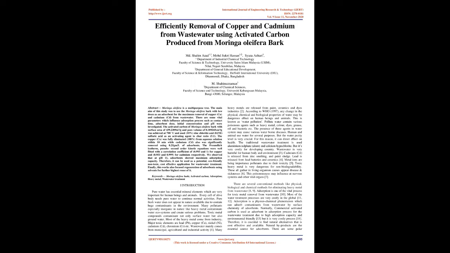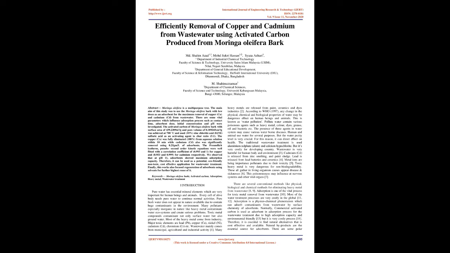Introduction. Pure water has essential mineral elements which are very important for human beings and animals. Every cell of a living body needs pure water to continue normal activities. Pure fresh water is not available in nature due to huge contaminants in the environment. Many pollutants, especially inorganic ones like heavy metals, contaminate water ecosystems and create serious problems. Toxic metal compounds contaminate not only surface water but also groundwater. Most of the heavy metals come from industry. Major toxic elements are lead, Pb, copper, Cu, nickel, Ni, cadmium, Cd, chromium, Cr, etc.